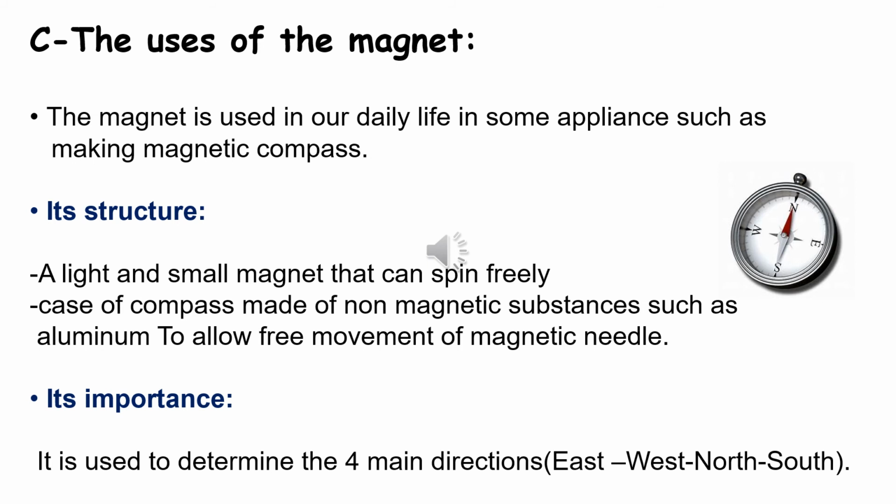Now let's talk about the structure of the magnetic compass. Any compass is made up of a light and small magnet that can spin freely inside a case made of a non-magnetic substance such as aluminum. Why do we use a non-magnetic substance in making the case of the compass? To allow a free movement of the magnetic needle.